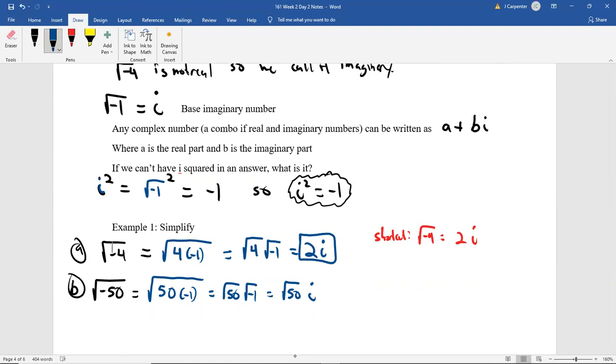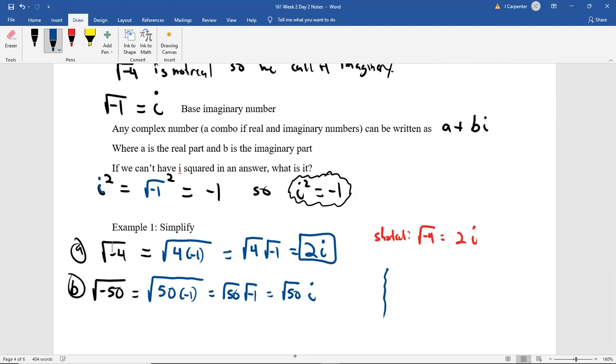So you might say, all right, what are all the different ways we can write 50 as a product? 1 times 50, which is useless, 2 times 25, or 5 times 10. Out of those options, think about which one you know a square root of. Well, I know the square root of 25, so let's do it that way. So let's do the square root of 25 times 2, and then times the i.